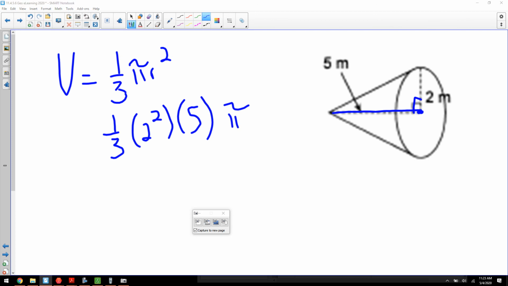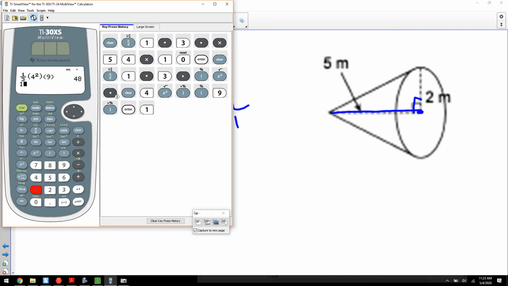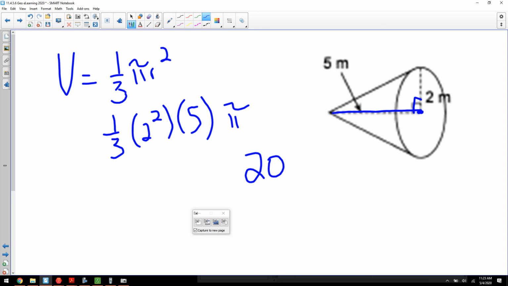When we go to put this one in the calculator, again, 1/3, our fraction bar, parentheses, 2 squared, and then times our 5. Now with the multi-view calculator, this will leave us in a fraction form. So all you have to do is this for your final answer. It would be 20 over 3 pi, and in this case it was meters cubed.